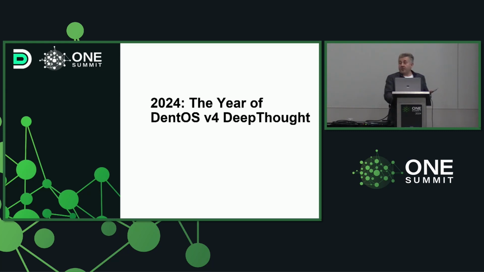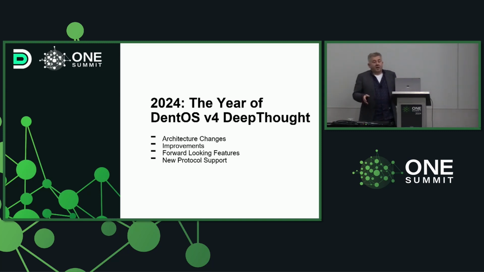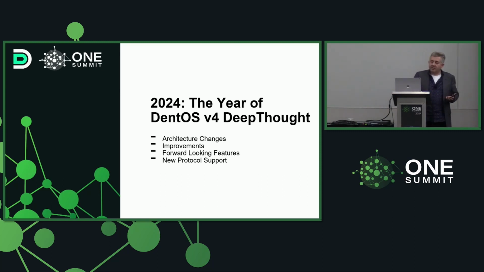We're calling it Deep Top. There are very drastic, huge architectural changes. We made improvements, and we are also working on forward-looking features. And obviously we are adding, to a degree, new protocol support, but as it is today, for the enterprise features that we are supporting, we feel fairly comfortable that this is usable and available today.